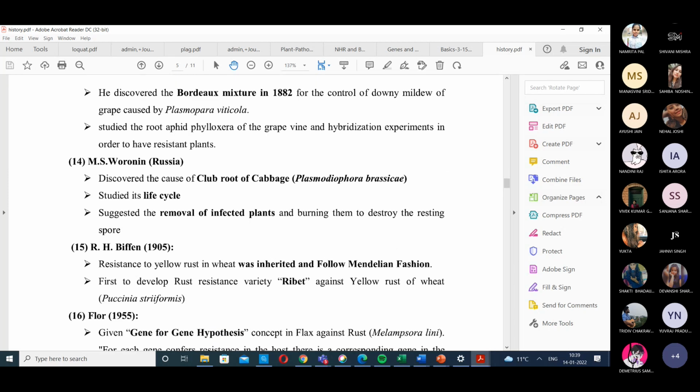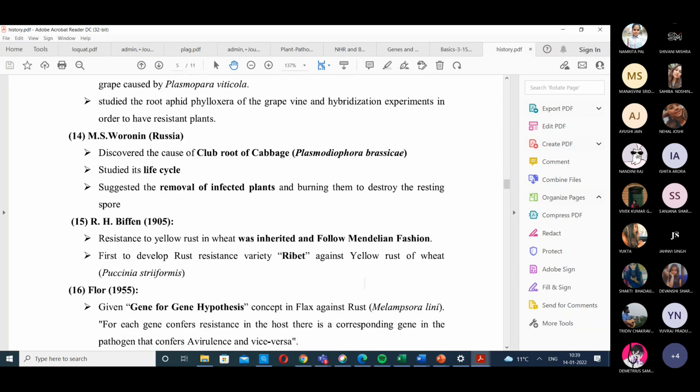Then we have Woronin from Russia. He discovered the cause of club root of cabbage. He studied its life cycle also. And he also suggested that if we remove the infected plant and burn it, we can destroy the spores also, right?